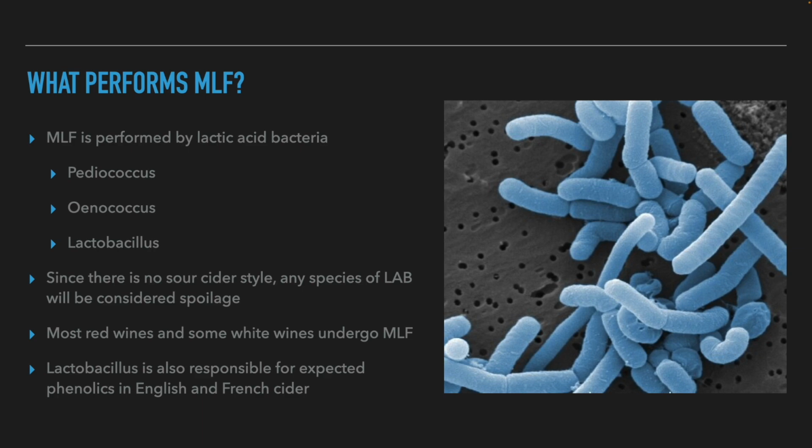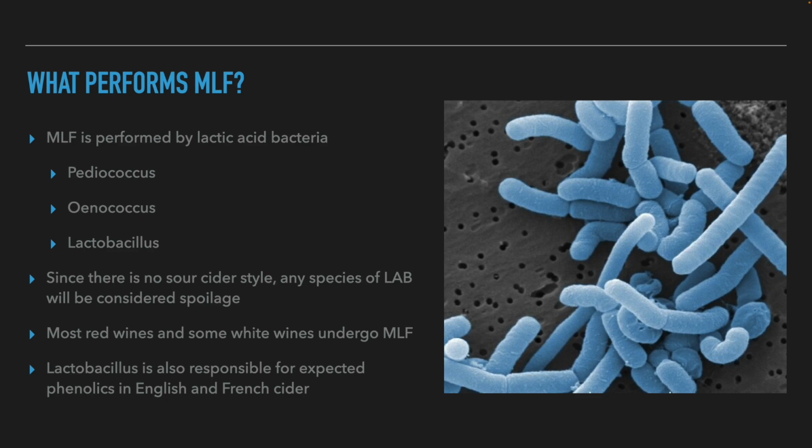Malolactic fermentation is not carried out by the beer or wine yeast that are added to the must, but by bacteria that produce lactic acid. The three classes of lactic acid bacteria that perform MLF are Pediococcus, Oenococcus, and Lactobacillus. The BJCP currently does not have a style for sour cider, so contamination by any strain of Pediococcus will be a problem in any style except specialty or fruit cider.